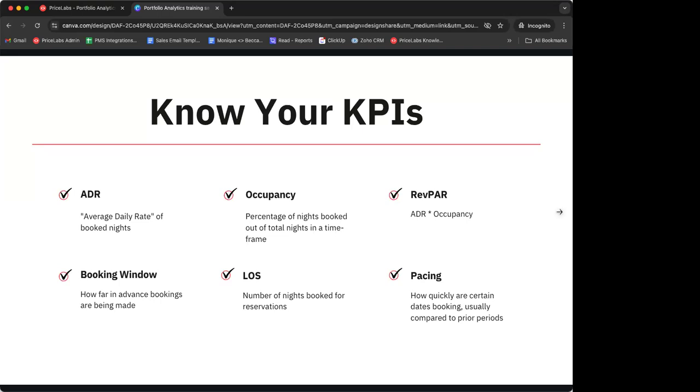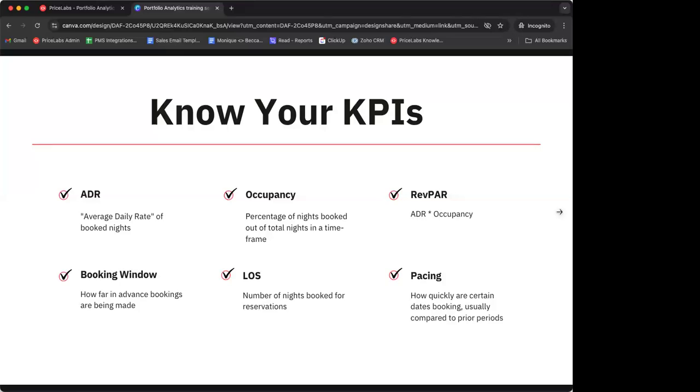We also will be covering length of stay, or LOS. That's just telling us the number of nights booked for reservations on average. So it'll tell us, are you getting mostly 3-night reservations? Are you getting mostly week-long reservations? How does the length of stay change based on the time of the year? Things like that, definitely important to know.